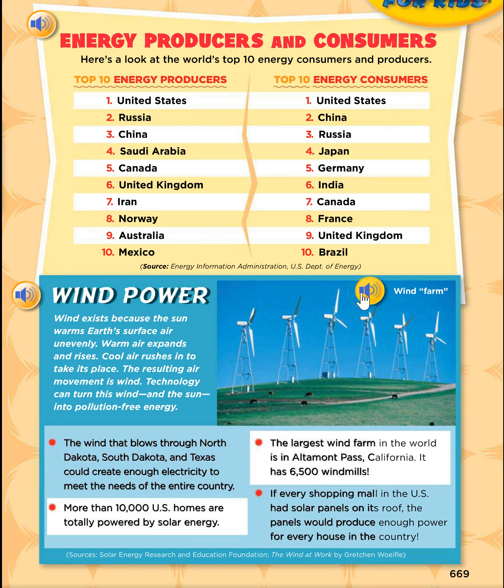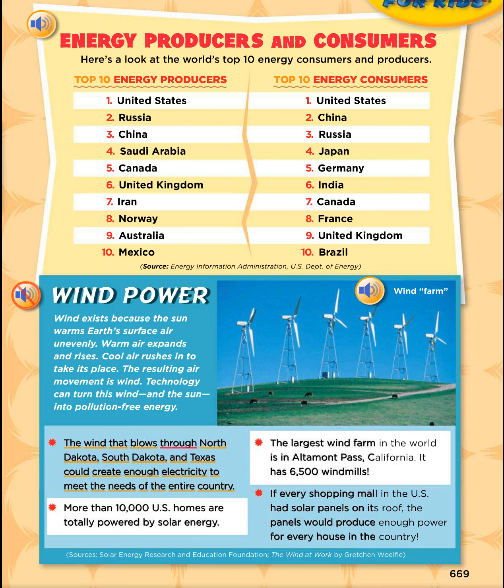I'm going to start with the little caption here. Wind farm. So if you drive through like the Tehachapi area, you might see some of these wind farms. Let's learn more. Follow along. Wind power. Wind exists because the sun warms Earth's surface air unevenly. Warm air expands and rises. Cool air rushes in to take its place. The resulting air movement is wind. Technology can turn this wind and the sun into pollution-free energy.